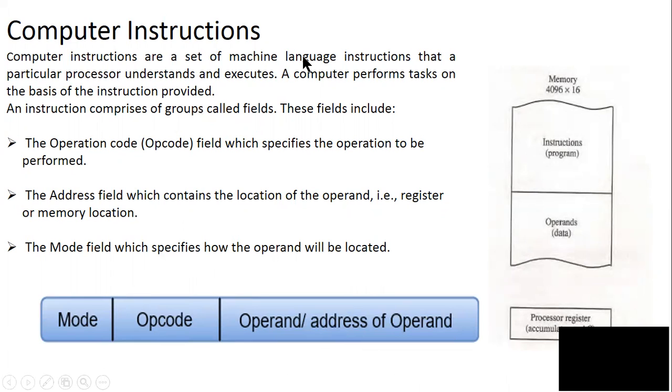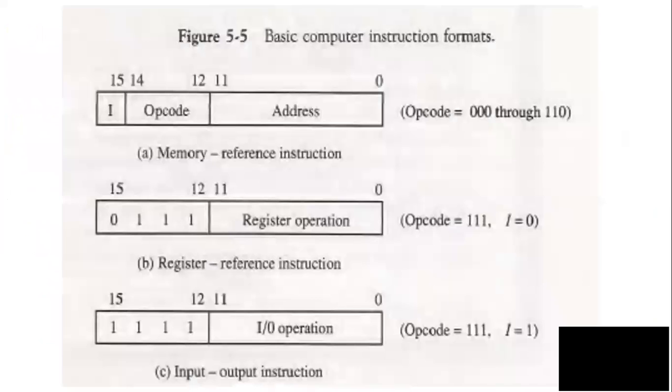Computer instructions are a set of machine language instructions that the particular processor understands and executes. The computer performs tasks on the basis of the instructions provided. If you want to perform any task, you should give it in instruction format. There are three types of instructions: memory reference instructions, register reference instructions, and IO input output instructions.